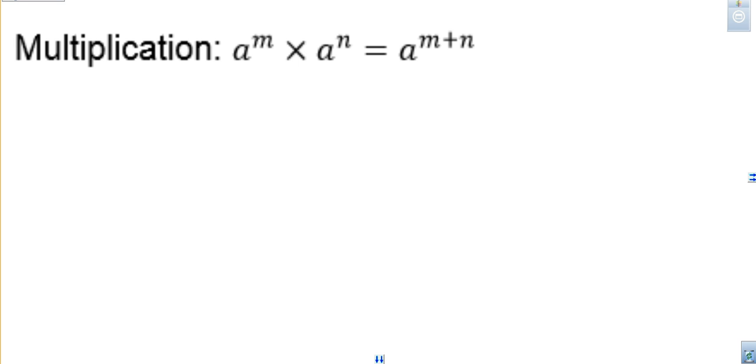Now, for the multiplication law, what we're saying is a to the power of m times a to the power of n is equal to a to the power of m plus n. So we're adding the two exponents.